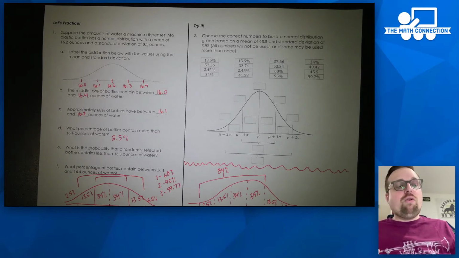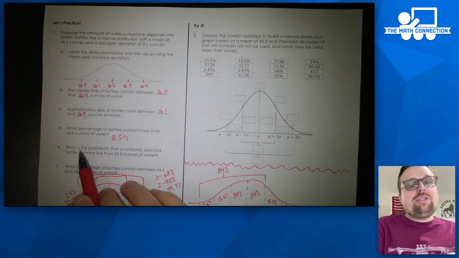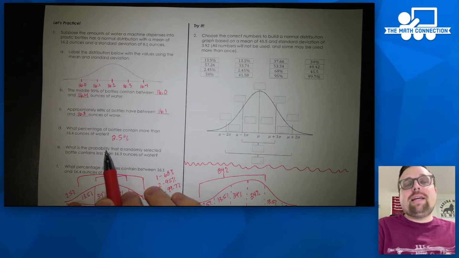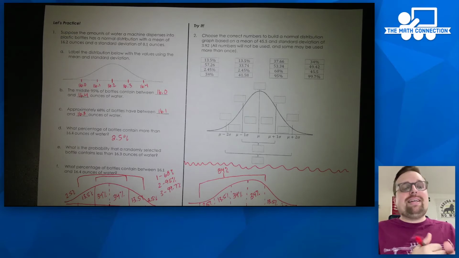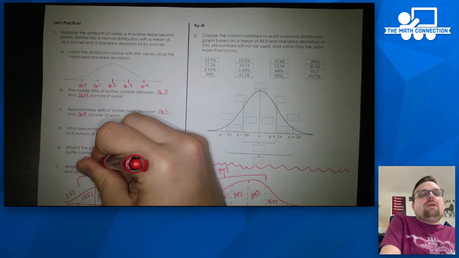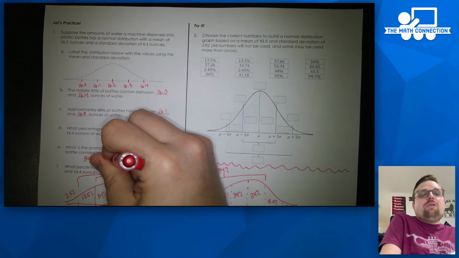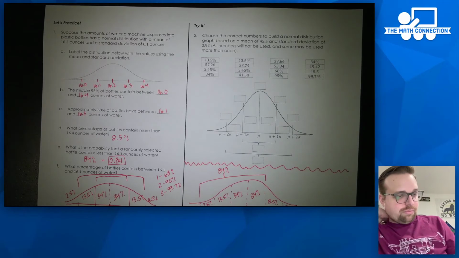So it's 84%, but the only caveat here is that this question is asking us about probability, and the probability of something happening is usually expressed as a decimal. So it's 84% of the time, but it's actually 0.84 as an answer.